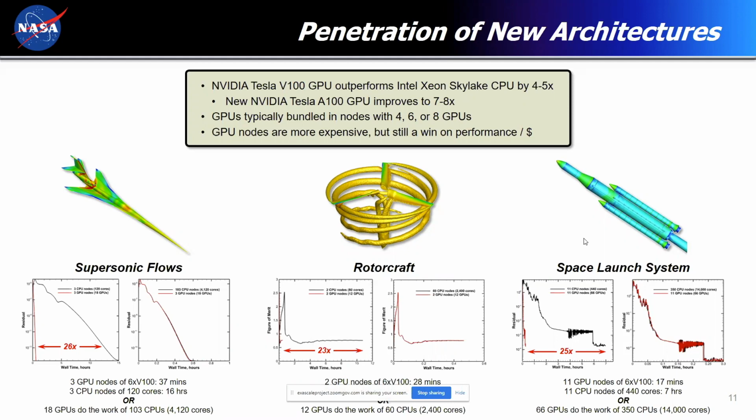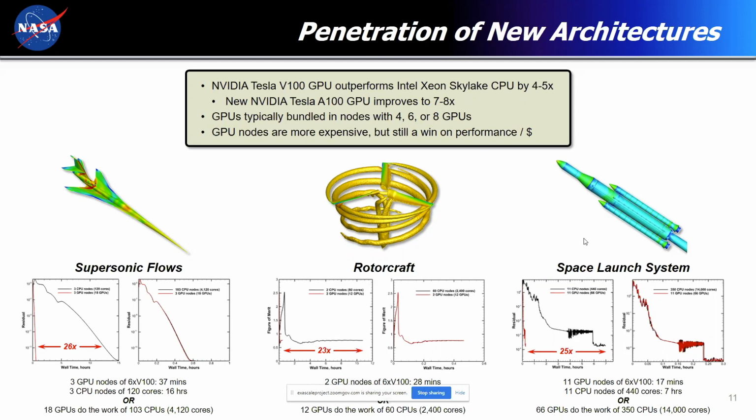In our effort in FUN3D at Langley, we've been working on GPUs for close to 10 years, very closely with NVIDIA, and our code basically shows a 4 to 5x speed advantage between V100 and, for example, a Skylake or a Cascade Lake. And we're memory bound like many other large scale codes, and so that typically correlates with the ratio of the hardware memory bandwidths. So it seems to make some sense. And then A100 boosts that up to 7 or 8x. So this is a pretty substantial boost for us. And although these nodes are more expensive, obviously, we still do find that they're a win on performance per dollar.